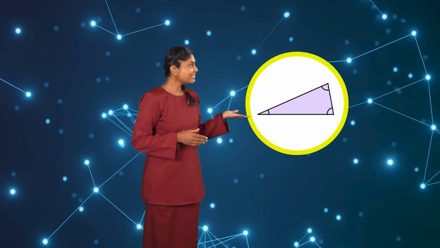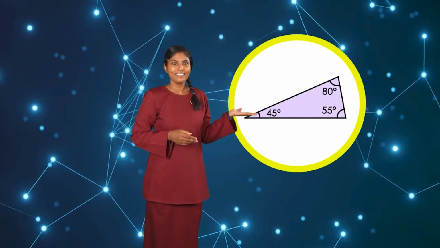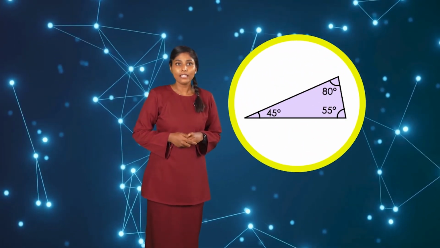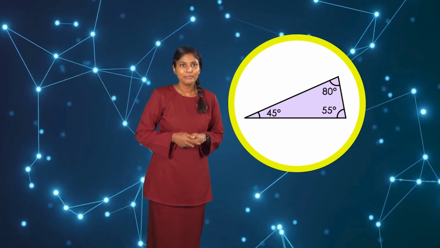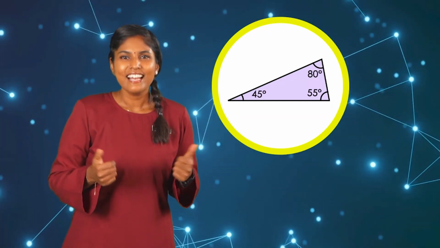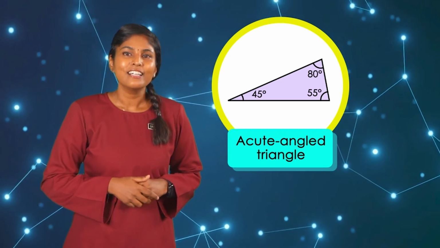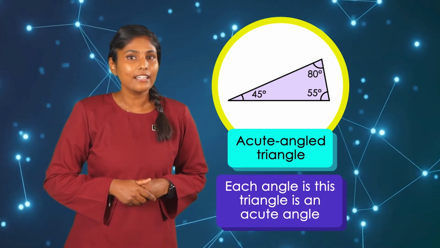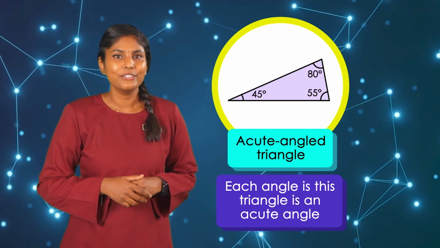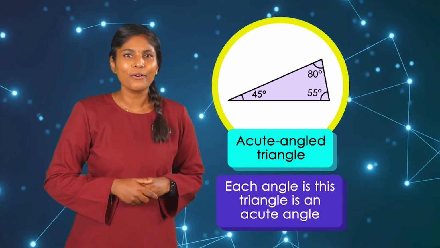Next, what is the name of this triangle? Observe the angles in this triangle. Yes, it is an acute angled triangle. Each angle in this triangle is an acute angle. Another point for you.